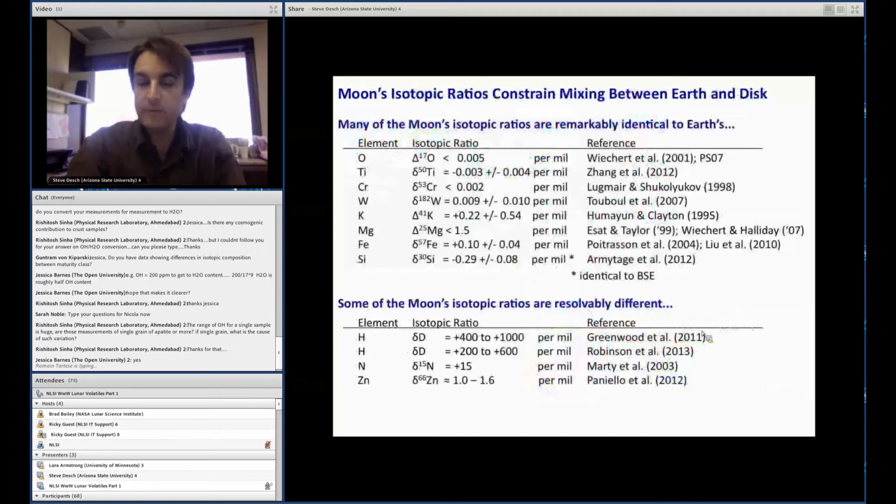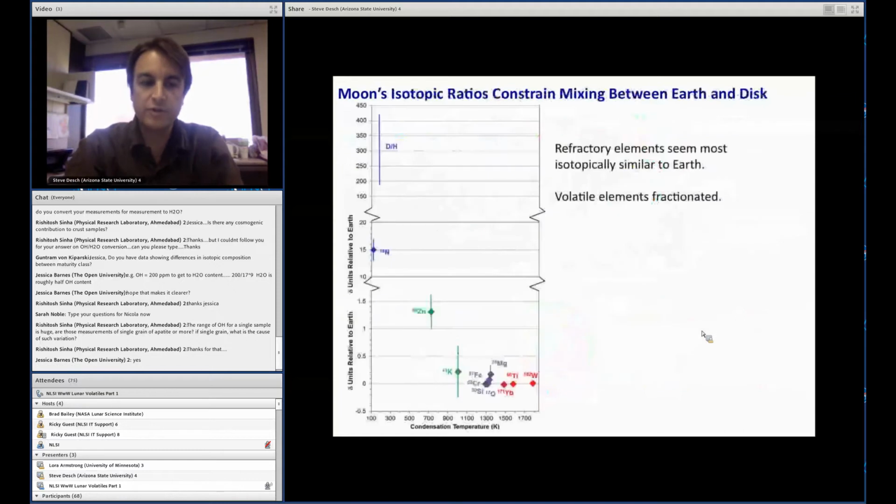And that crisis was provoked by these isotopic ratios that have been measured in the moon, and these are supposed to represent bulk abundances within the moon, and this is a very large list. Many of these isotopes reveal that the moon is indistinguishable from the Earth isotopically, with the exception of just a few. The hydrogen, nitrogen, and zinc appear to be different.